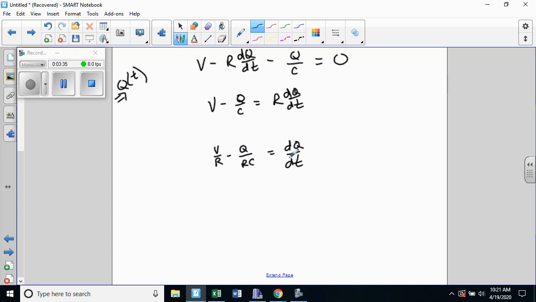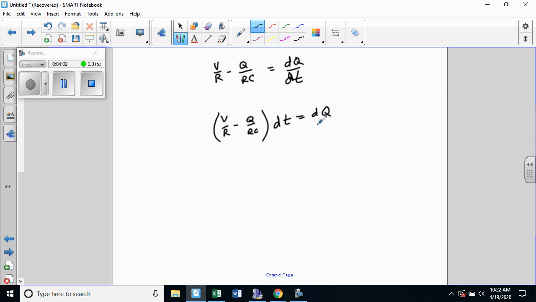And now I want to make sure that the rules for integrating are satisfied. The first thing I need to do is attach everything to a small factor by multiplying by dt. So V over R minus Q over RC times dt is equal to dq. So the first rule is satisfied, but you'll notice the second rule, which says each variable needs to be attached to the correct small factor. Well, unfortunately, this Q is not attached to the correct small factor, and the only way to get it over here with dq is to divide by this entire term. So that's going to leave me with dt is equal to dq all over V over R minus Q over RC. And now I'm ready to integrate.